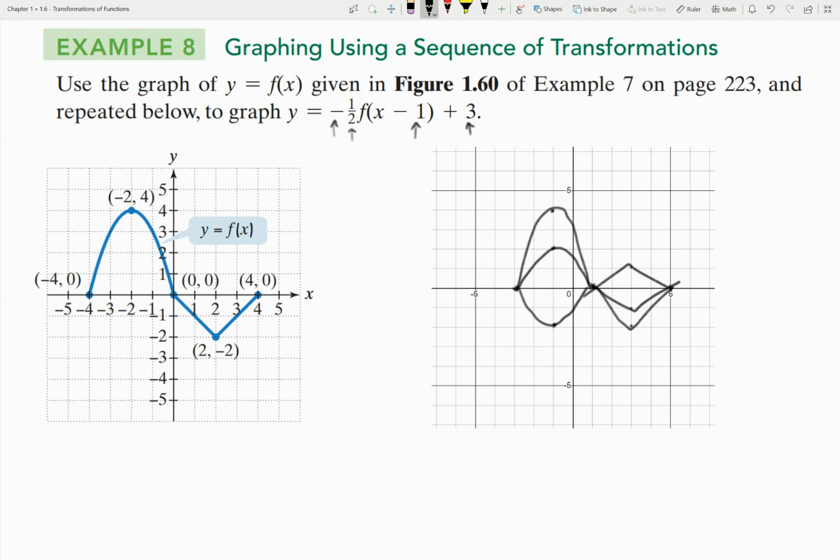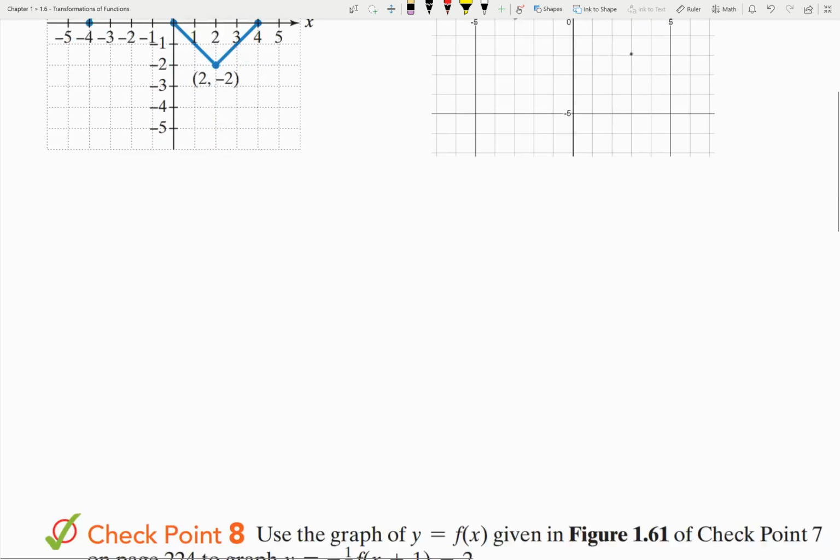So my graph now looks like, oof, it's getting a little funky. So let's get rid of the ones that are old. And then finally, we're going to move it up 3. So 1, 2, 3, right there. This is old point. 1, 2, 3. The intercept, 1, 2, 3, right to there. My peak, and we have my final graph. Okay, so we just followed all the steps and graphed this sequence of transformations.